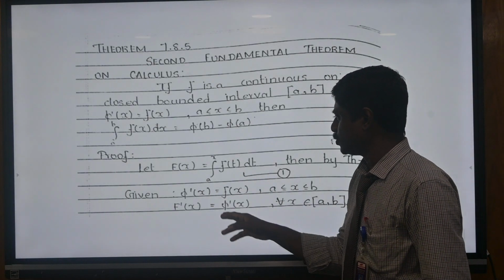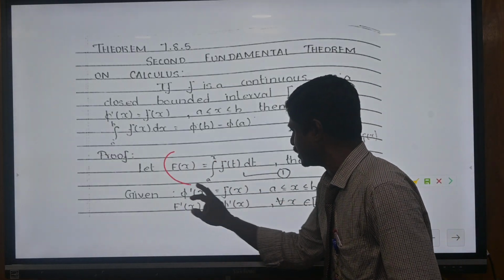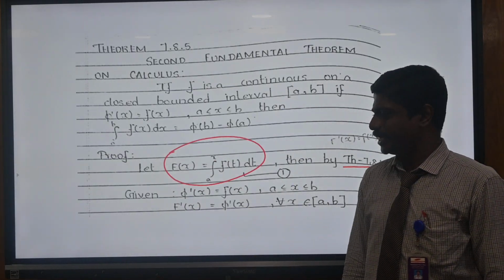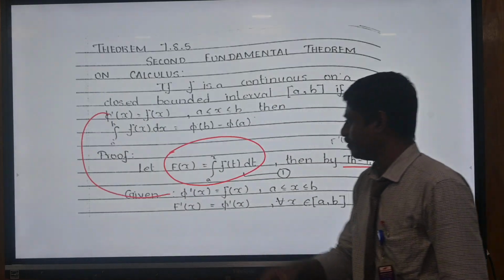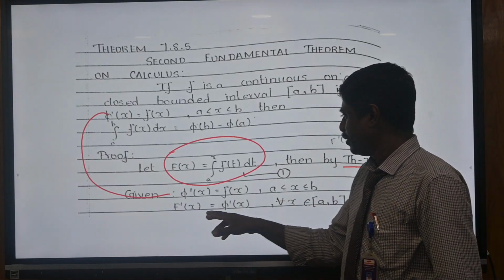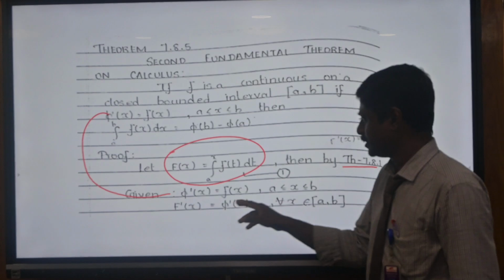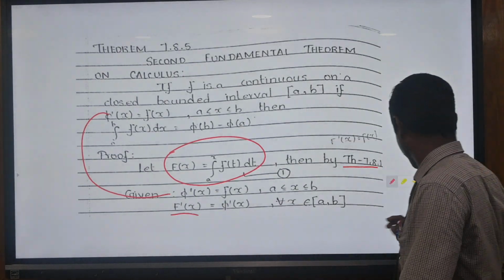Let F(x) be the integral from a to x of f(t) dt. By the previous result, this is the standard result: F(x) equals the integral from a to x of f(t) dt. Given that φ'(x) equals f(x) for x in [a, b], and F'(x) equals φ'(x), so you can write directly F'(x) for every x also belonging to [a, b].